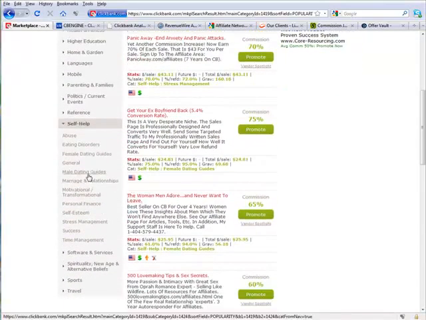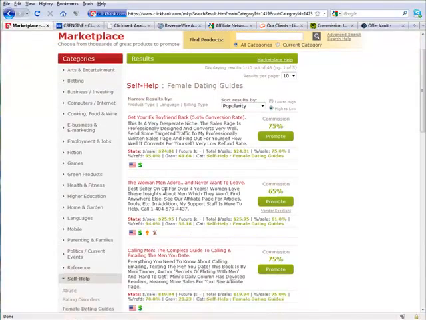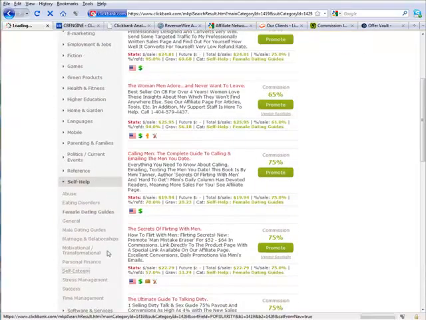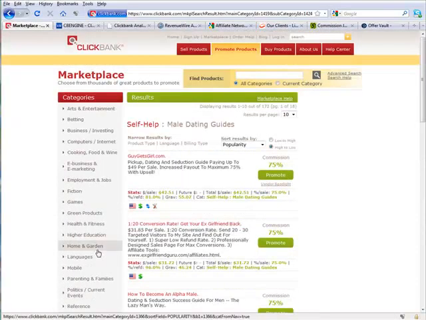I mean, go through the different areas here. You can go to female dating guides. Okay, so there's get your ex-boyfriend back, the women men adore and never want to leave. Gravity of 56.18, so that's potentially another good product that you or anyone could market or promote to this market. Okay, so you can go to male. I want to go to male dating guides there. So I go to male dating guides. Okay, so there's one, guygetsgirl.com, 55.07.